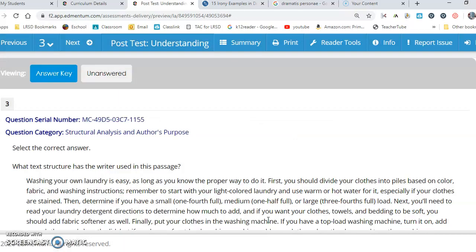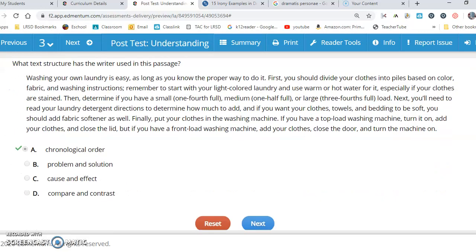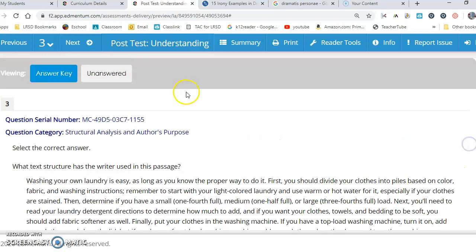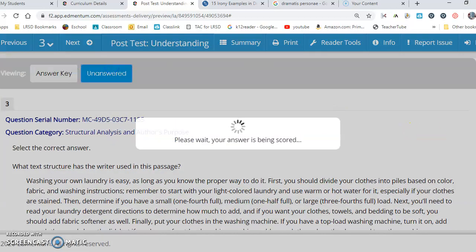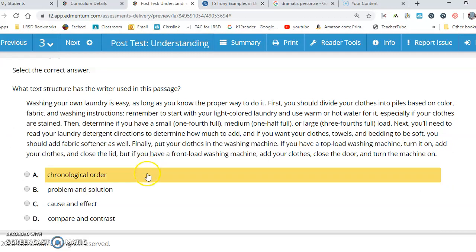Okay, number 3. What structure has the writer used in this passage? So here are our options. We have chronological order, problem, solution, cause and effect, compare and contrast. I didn't mean to have that answer button clicked. Chronological order is the answer, as you probably already saw.